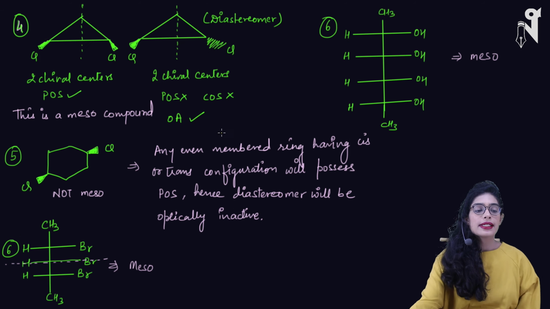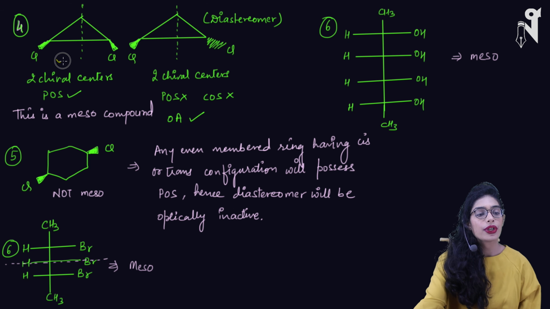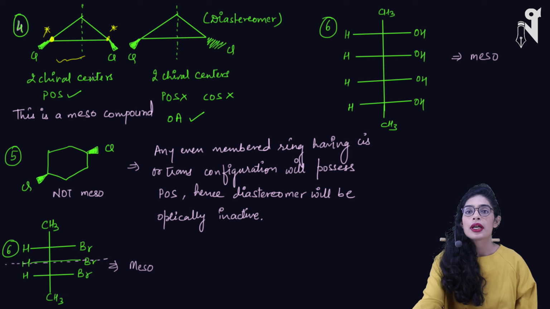Now let's talk about the next set of questions. So I have a compound over here. Does this compound have a chiral center? Yes, this is the chiral center and this is the chiral center. Does this molecule possess chirality? Let's figure out. If I cut it through this plane, the plane which I have mentioned, then it is POS, so no chirality. Now, whether this compound is meso or not, we have to figure out.